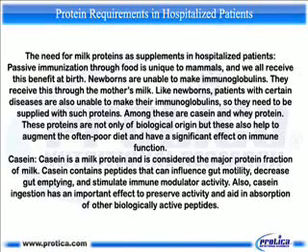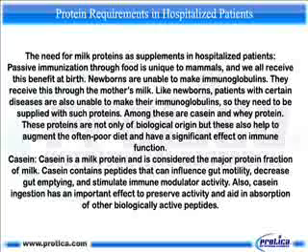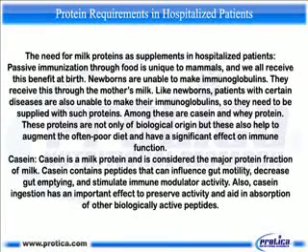The need for milk proteins as supplements in hospitalized patients. Passive immunization through food is unique to mammals, and we all receive this benefit at birth. Newborns are unable to make immunoglobulins. They receive this through the mother's milk. Like newborns, patients with certain diseases are also unable to make their immunoglobulins, so they need to be supplied with such proteins. Among these are casein and whey protein. These proteins are not only of biological origin but these also help to augment the often poor diet and have a significant effect on immune function.